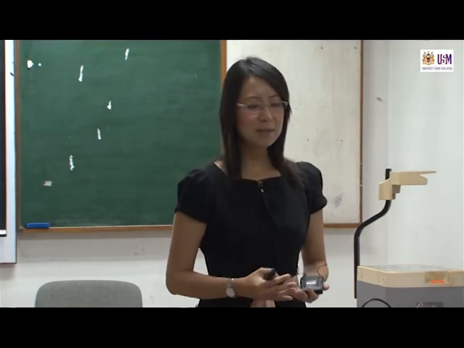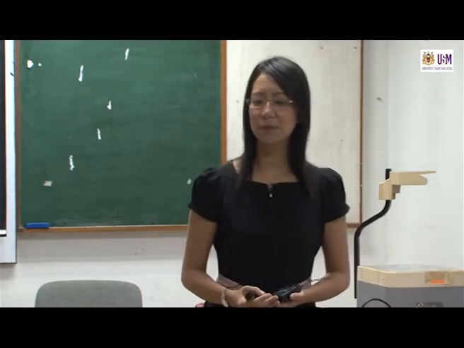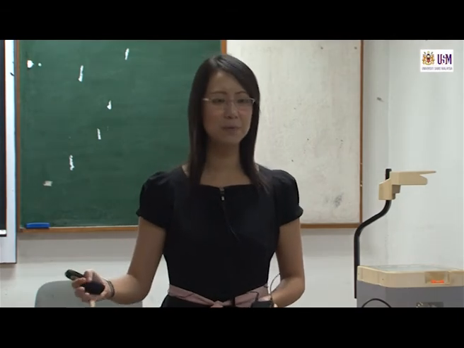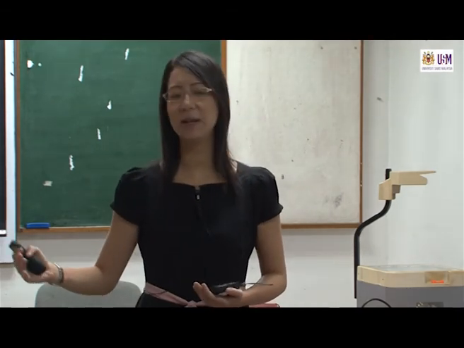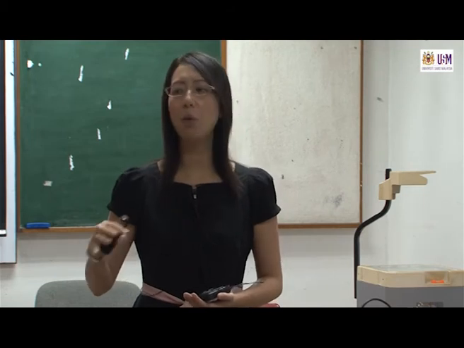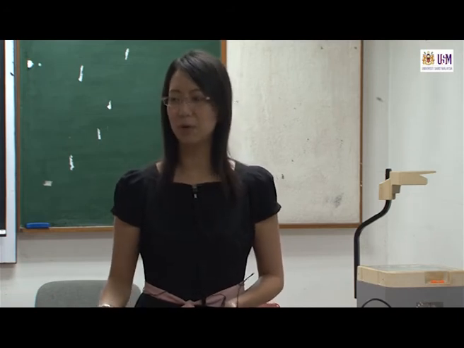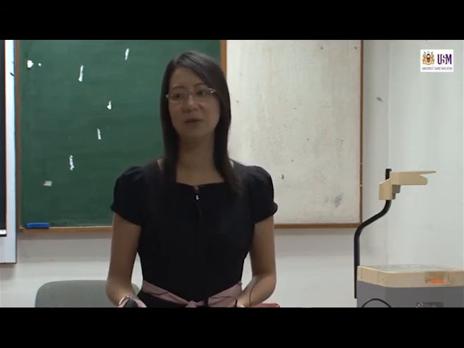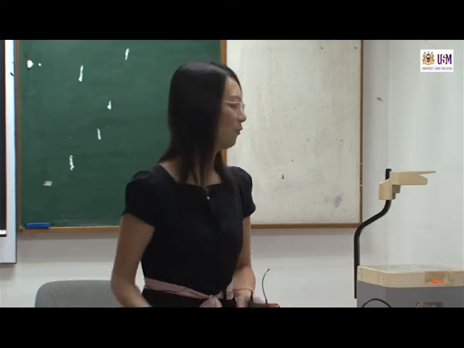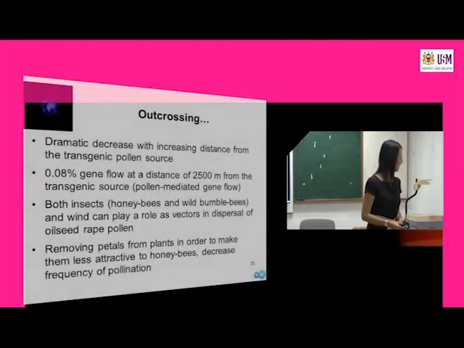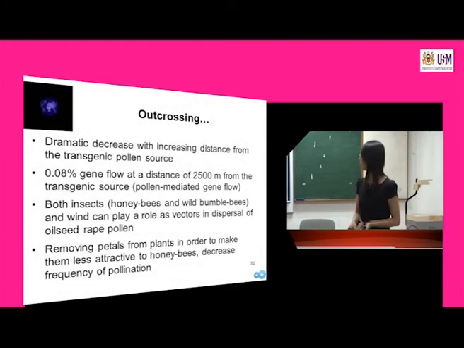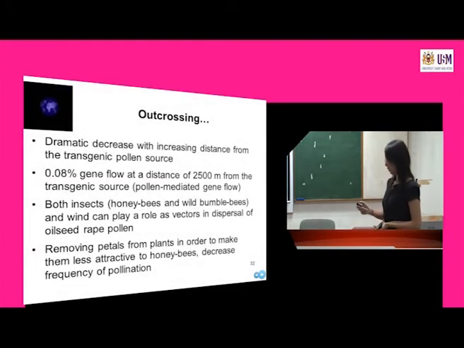Now, as they separate the GM crops from the non-GM crops, the further they separate, the lower the gene transfer they find. That is almost acceptable too. Of course, if it's nearer to the transgenic crop, you will have a higher flow of genes, and further off, lower. What they found is that at a distance of 2,500 meters, or 2.5 kilometers, you can have 0.08% gene flow, which is pretty low, as we have seen from the previous statistics.